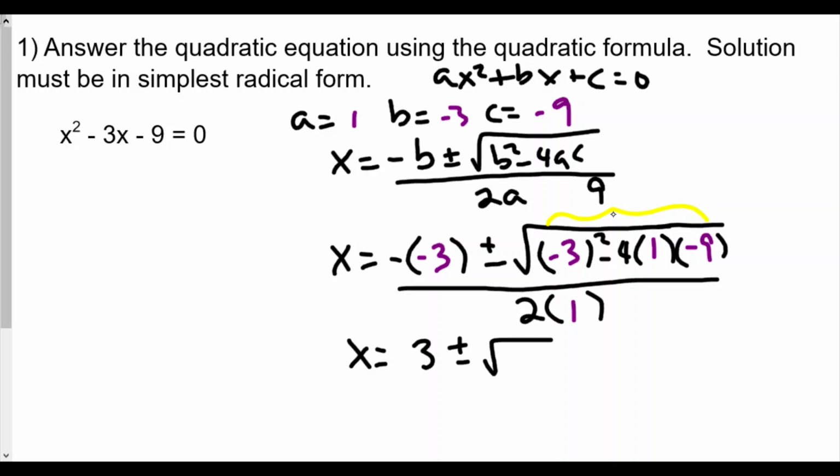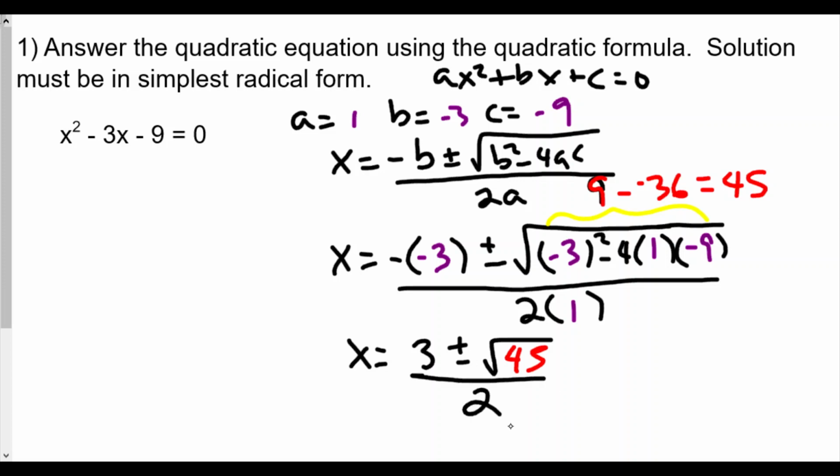+9 in this case. Maybe I'll just use a different color here so as not to confuse things. And so I have minus 4 times 1 times -9, which is -36, which means the number under the radical will be, well, the square root in this case will be 45. Of course, 2 times 1 is 2.